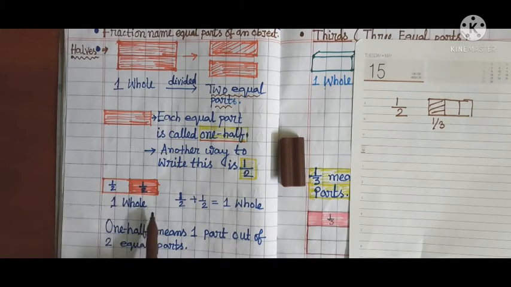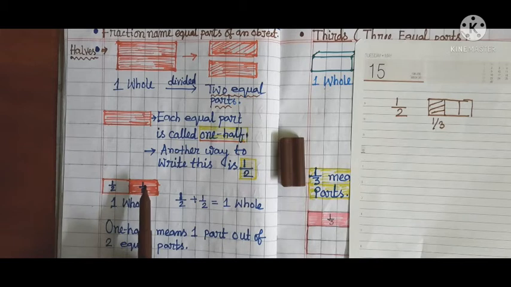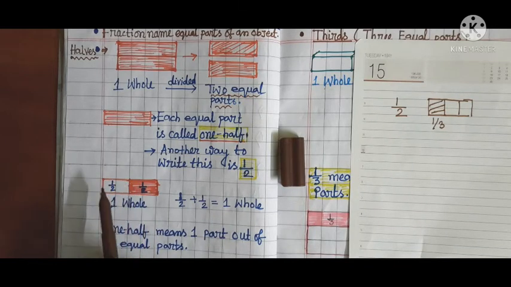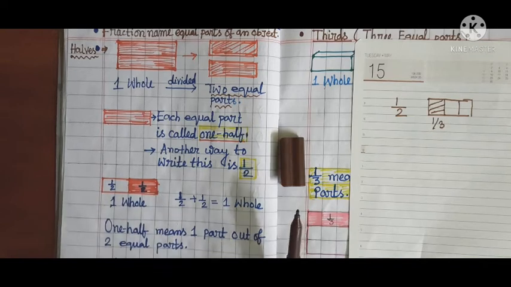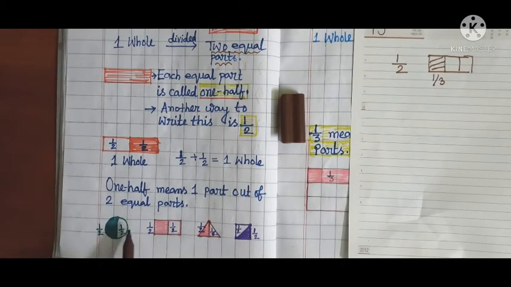Half and half, therefore half plus half is equal to one whole. The one whole chocolate is divided into two parts, therefore each part is equal to half, and we can write half plus half equal to 1. Therefore 1/2 means one part out of two equal parts. Let us see the picture. There are two parts, half and half.